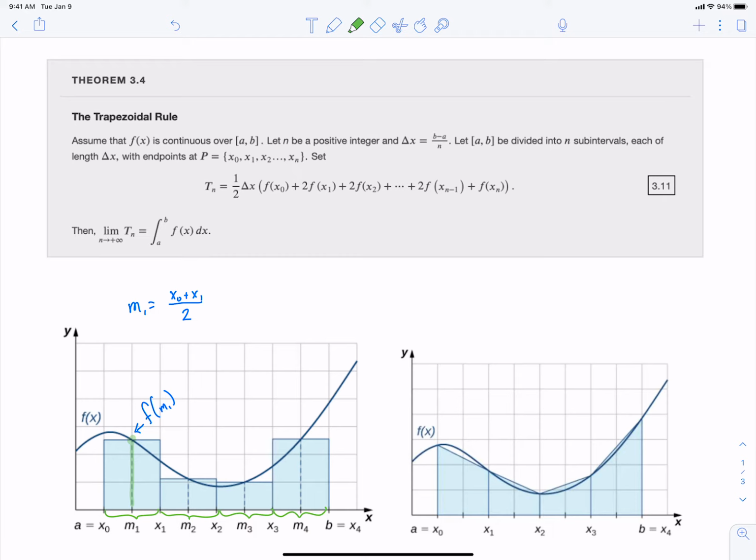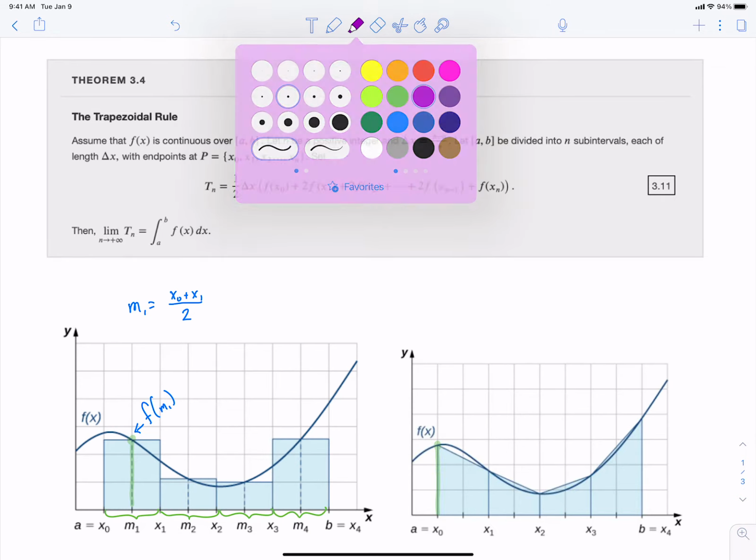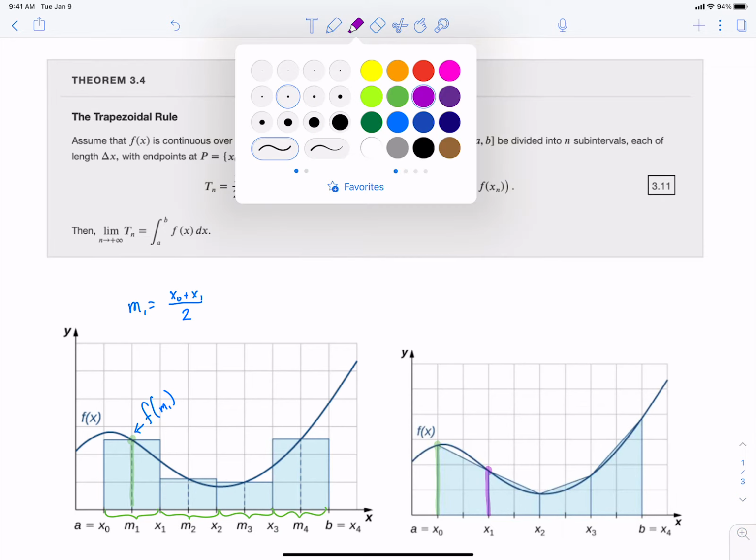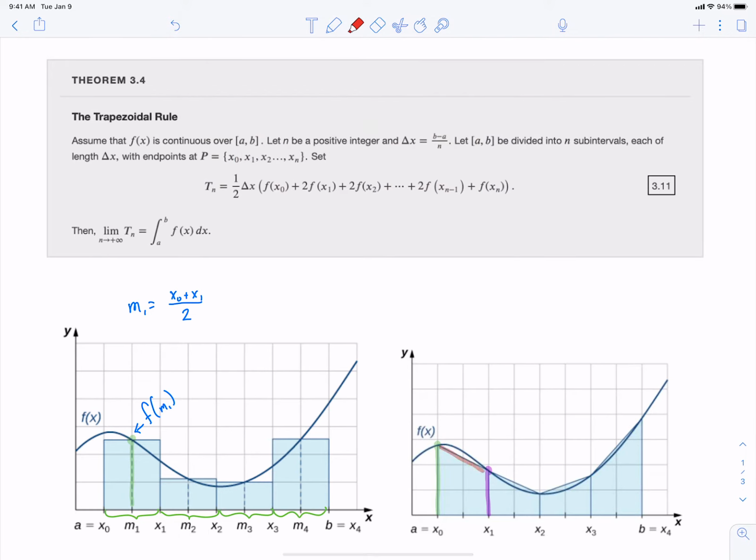The trapezoid rule is that instead of rectangles, we're going to make trapezoids. So we're going to take the height on the left and the height on the right here and connect those two heights with a line. And we're going to make a trapezoid, and we're going to use that to approximate the area. We'll talk a little more about the difference between these two methods, but we get an interesting idea right there.